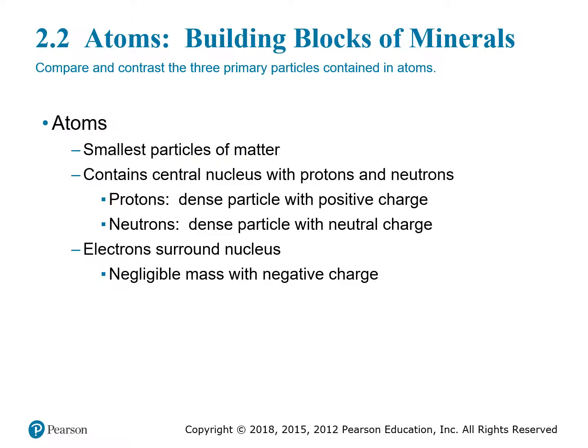And of course, minerals consist of atoms in various arrangements. The smallest particle of matter is called an atom, at least for our purposes. There is a structure to every atom. And of course, the center of every atom, called the nucleus, consists of protons and neutrons. The proton is a particle which has a positive electrical charge. The neutron is a particle which has neutral charge, in other words, no charge. And then surrounding the nucleus is a particle called an electron, which has very little mass and has a negative electrical charge.